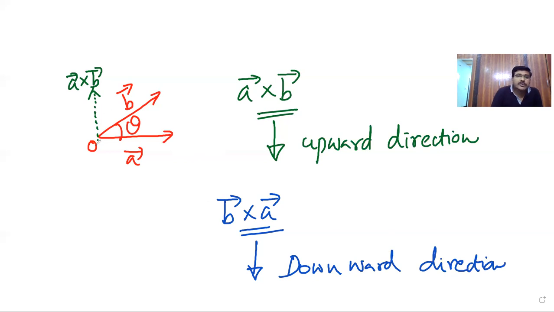Clear? Here I am showing the B bar cross A bar direction. Both are perpendicular to the plane containing A bar and B bar vectors. Clear? This is about the direction.